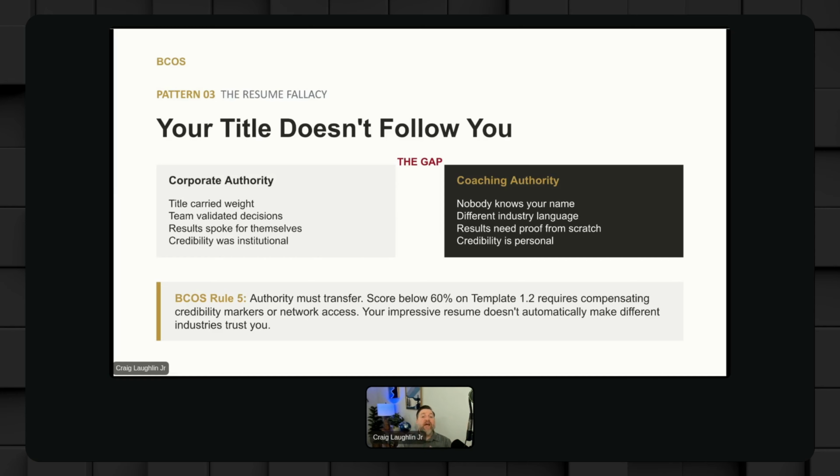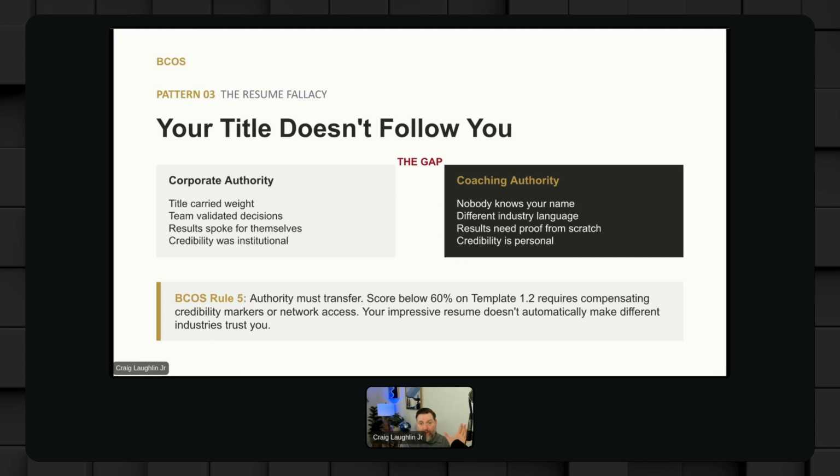When you were VP of sales, your title carried weight. People on your team listened because you were their boss. Prospects took meetings because you represented a company with a brand, and your results were visible because the company tracked them. Now you're a coach. Nobody knows your name. The language might be different. In corporate, you said pipeline velocity, and everybody understood. In the coaching world, the buyers you're trying to reach might use completely different words. Your corporate results need to be reproven because a prospect doesn't care that you grew revenue at company X, right? They care whether you can help them grow revenue and, more importantly, profits at their company. Those are 2 very different credibility conversations.